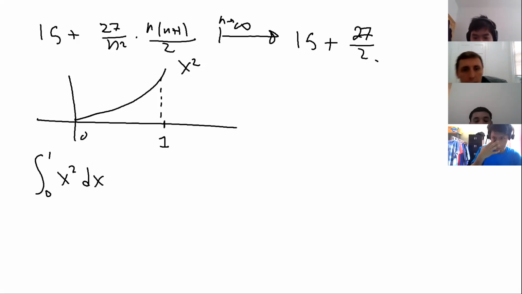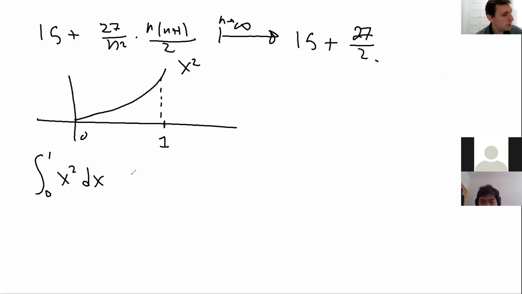All right, so what's going on, guys? It should take a minute. So first of all, you can verify your calculation with that shortcut. The shortcut tells you that the answer is 1/3 x cubed, evaluated from 0 to 1, correct? So the answer should be 1/3.